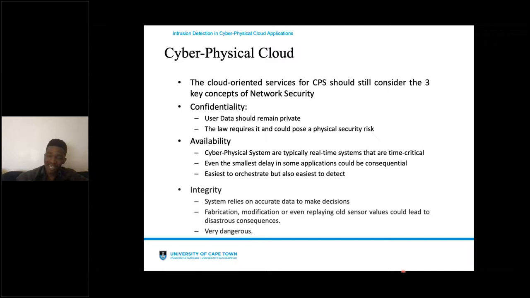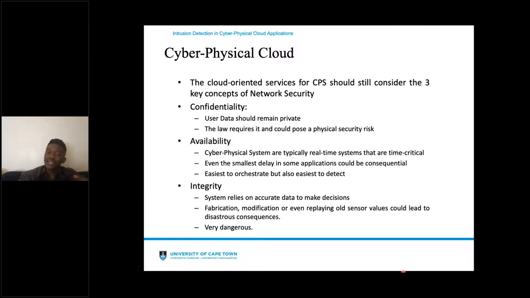The integrity attacks, though, are a bit more complicated, right? The system relies on accurate data in order to make decisions. So a person should not be able to fabricate data or modify what's already there, or even replay old sensor values, because this could lead to disastrous consequences.